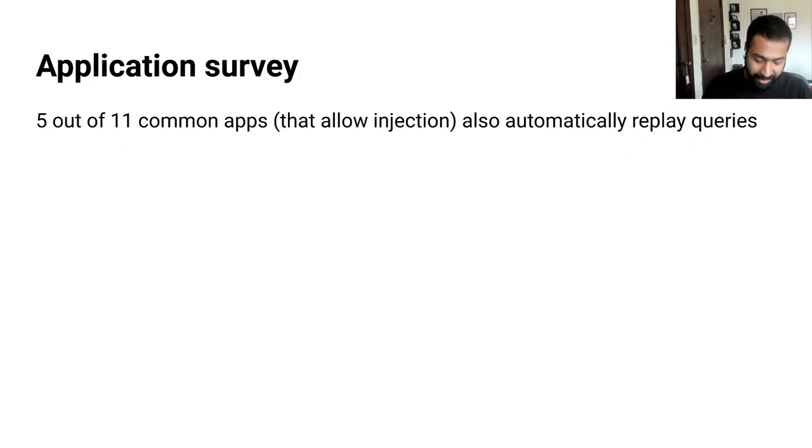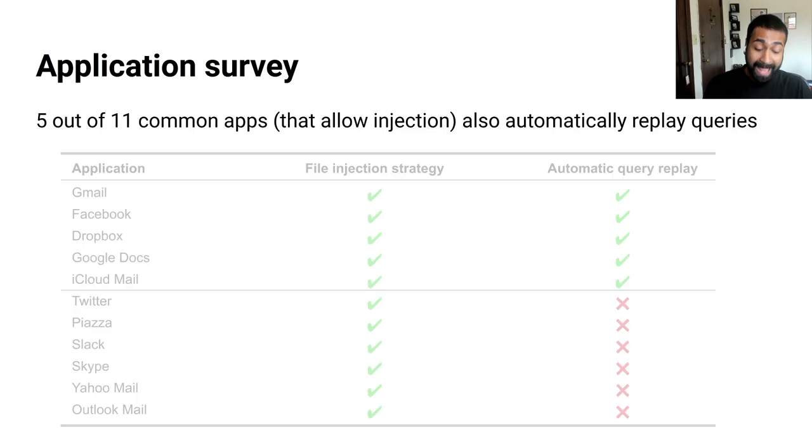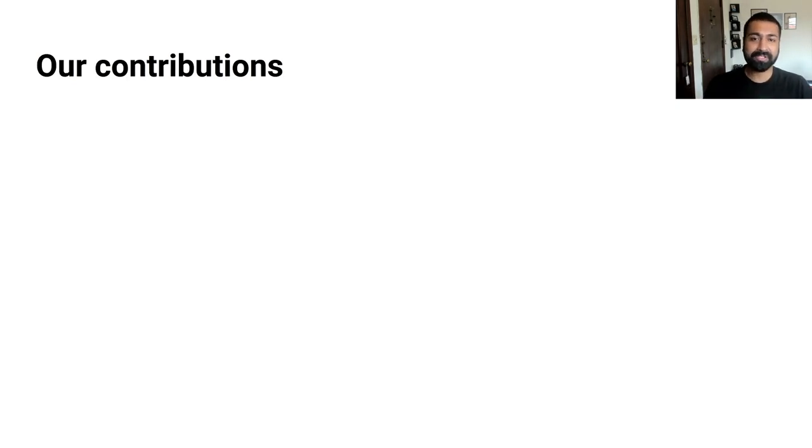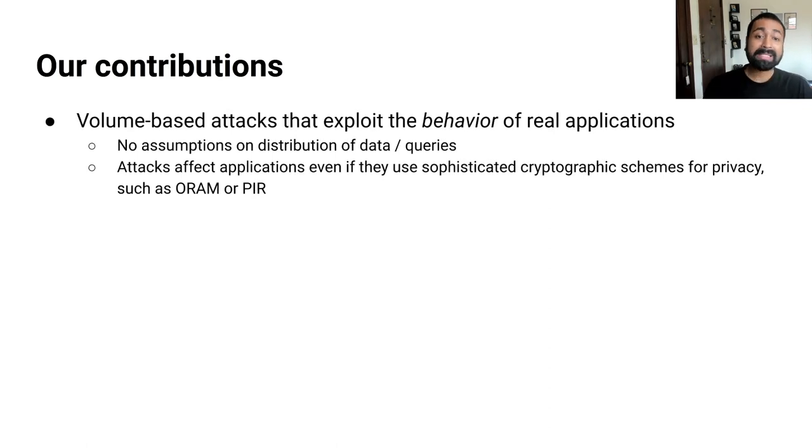And to understand how prevalent this behavior is, we studied 11 different web applications that allowed file injection by design. And we found that in nearly half of these applications, the web client automatically replayed queries if it received no response within a certain time period, which illustrates how common this behavior is. And this brings us to the contributions of our work. In this work, we show that volume attacks are practical without making assumptions on the data or the queries, by exploiting the behavior of real-world applications instead.